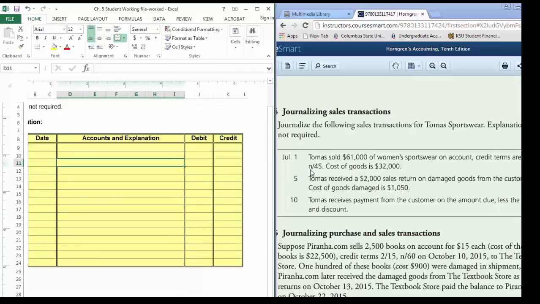So let's look at this one. It says on July 1st, so that's the first transaction, Thomas sold 61,000 of women's sportswear on account. Credit terms are 2/10, n/45. Cost of goods is 32,000.